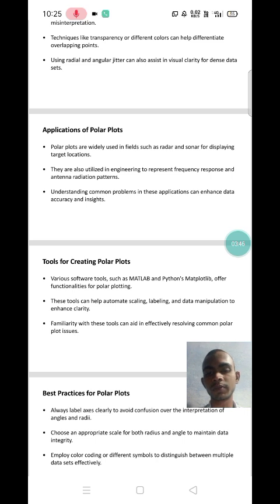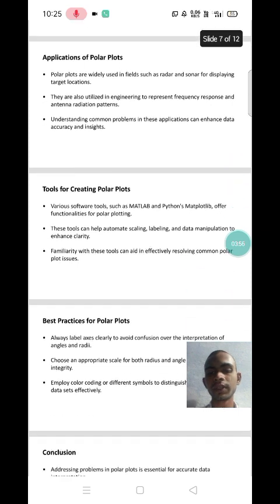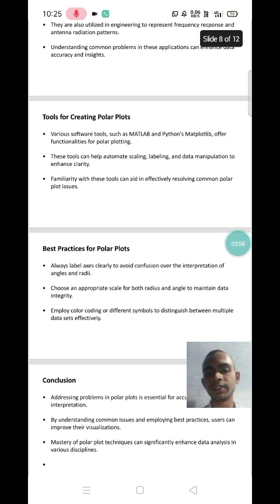Tools for creating polar plots. Various software tools such as MATLAB and Python Matplotlib offer functionalities for polar plotting. These tools can help automate scaling, labeling, and data manipulation to enhance clarity. Familiarity with these tools can aid in effectively resolving common polar plot issues.